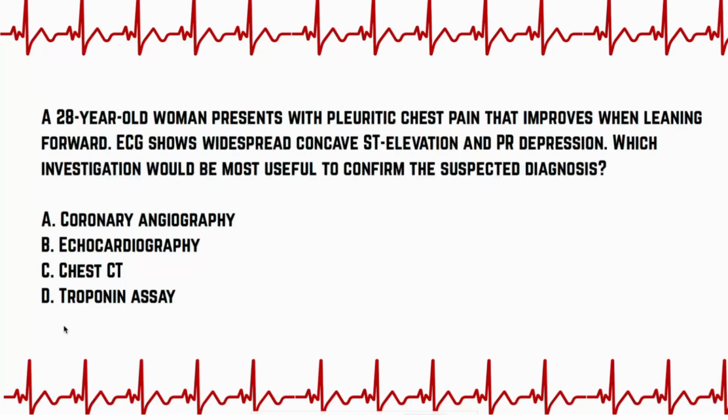A 28-year-old woman presents with pleuritic chest pain that improves when leaning forward. ECG shows widespread concave ST elevation and PR depression. Which investigation would be most useful to confirm suspected diagnosis? So coronary angiography, echocardiography, CT chest, troponin assay.